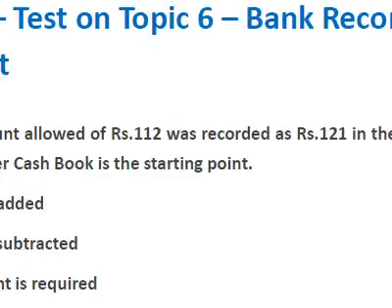So instead of recording 112 in the discount allowed column, 121 was recorded in the bank column on the receipt side of the cash book, which means that the balance as per the cash book is higher. Okay, balance as per the cash book is higher by 121, and hence 121 will have to be subtracted from the cash book to arrive at the balance as per the passbook.